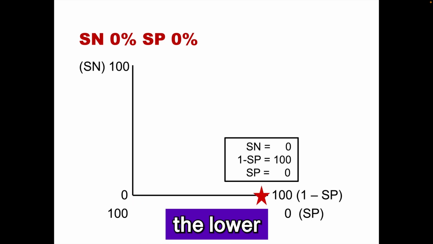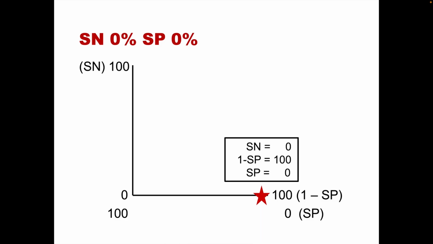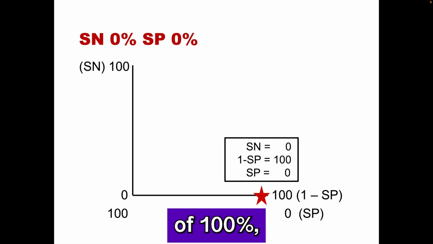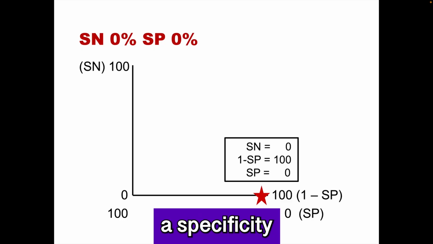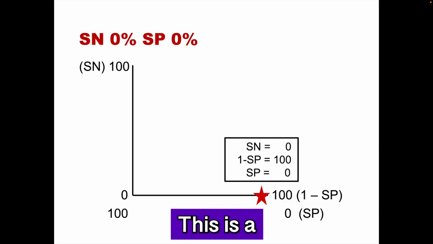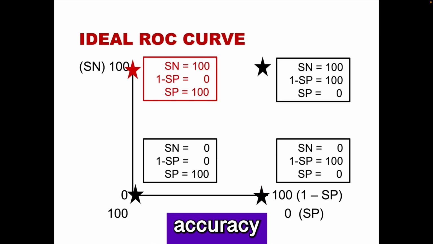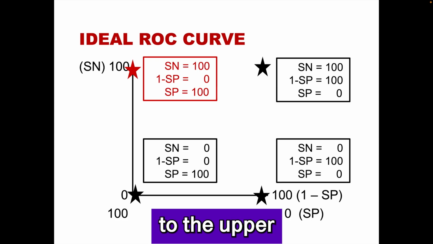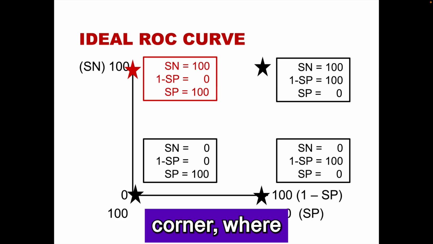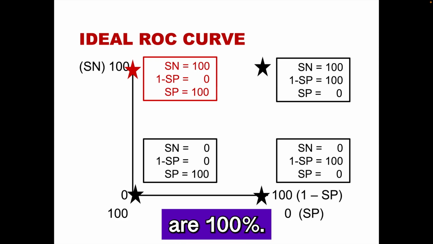Lastly, the star in the lower right-hand corner represents a test with a sensitivity of 0% and 1 minus specificity of 100%, which indicates a specificity of 0%. This is a truly dismal test. Ideally, a test or decision rule with high accuracy will be as close as possible to the upper left-hand corner, where sensitivity and specificity are 100%.